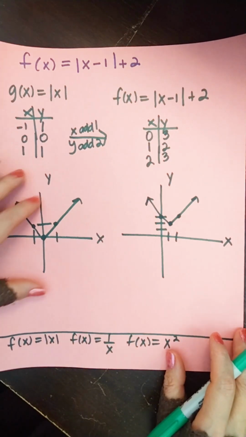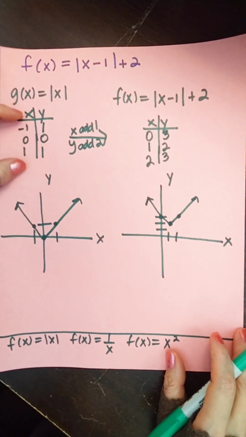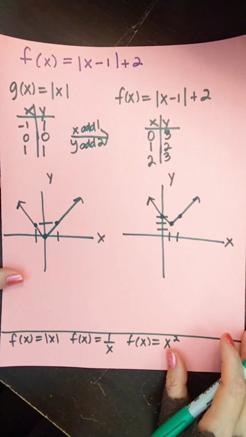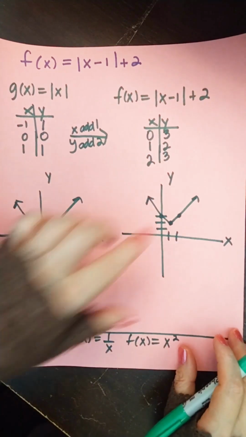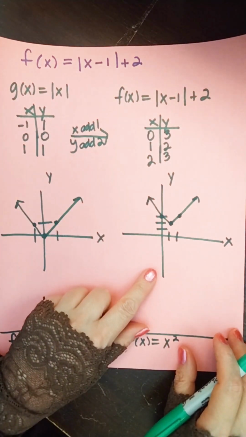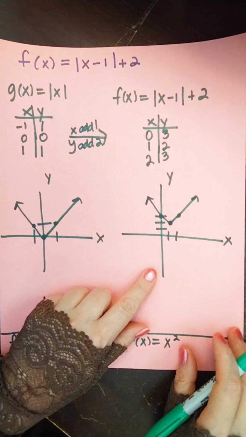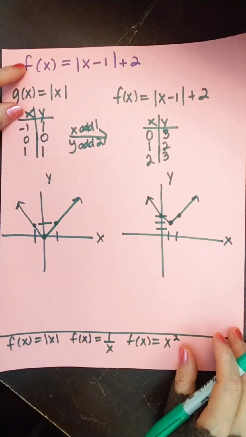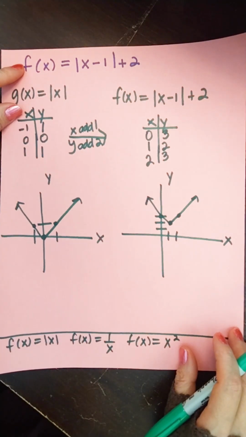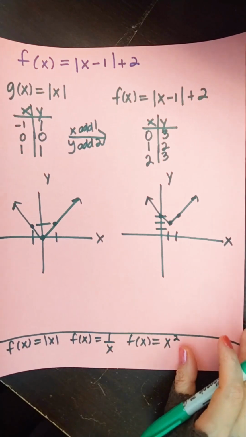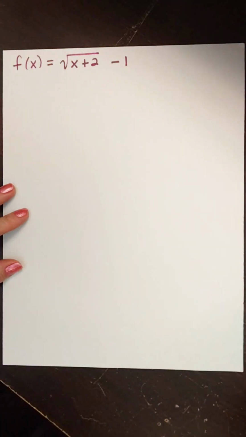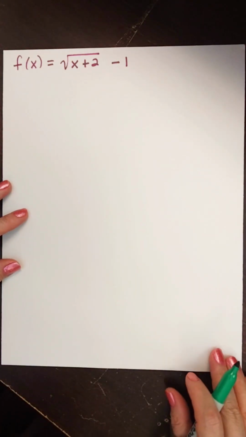And of course, we do that to the entire graph. We just followed these points specifically. Okay, so this is it. That's the answer to this question, graphing f of x equals the absolute value of x minus 1 plus 2 using transformations. And so let's do another graph.